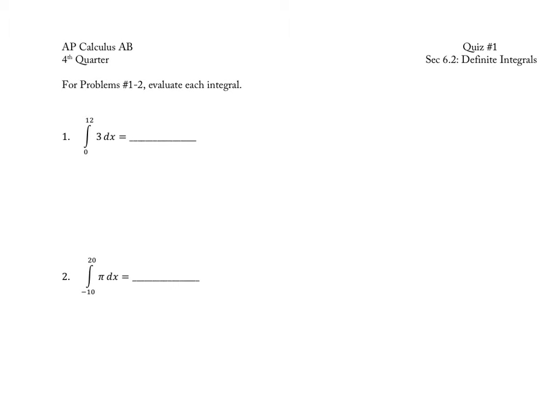Alright, so for these first ones, each of these is the integral of a constant. 3 is a constant, pi is a constant. And so there's a rule for that. The integral from a to b of a constant is just the constant times b minus a. And that's all we'll use for these, so no need to graph for these.